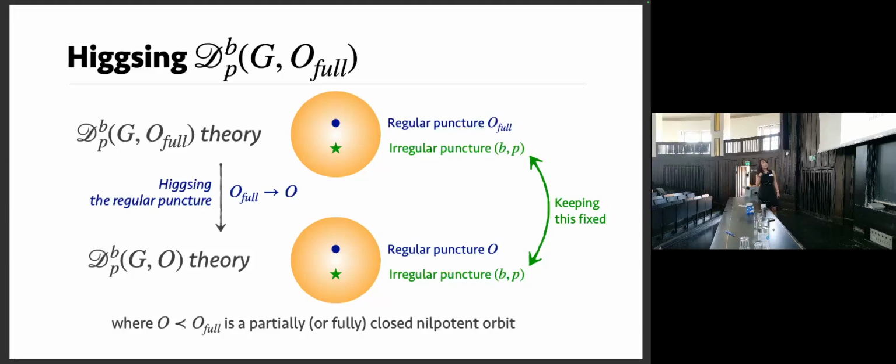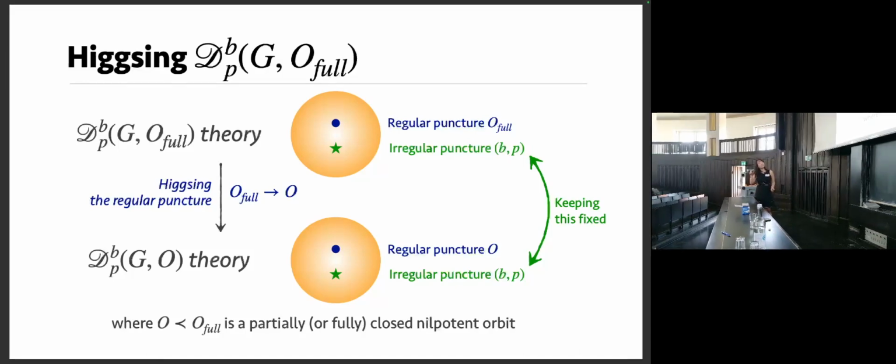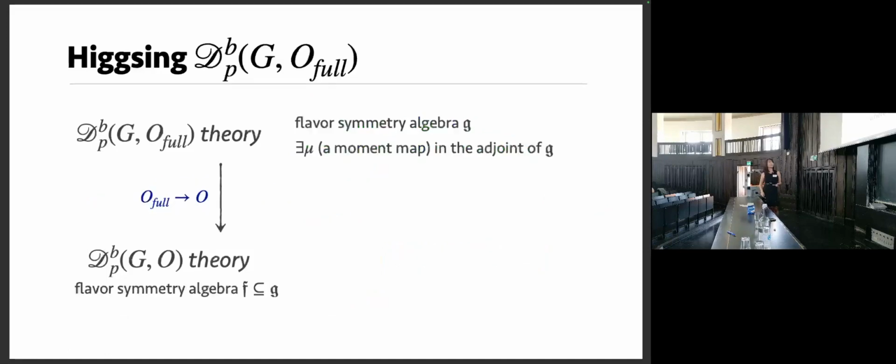So that any given O, as a nilpotent orbit, can be achieved from Higgsing this particular regular puncture, which is then just a partially closed version of this full nilpotent orbit. And we are going to keep the irregular puncture fixed because we don't know how to really Higgs the irregular puncture. Then the overall theory, from here to this theory, should be entirely prescribed by this particular nilpotent Higgsing.